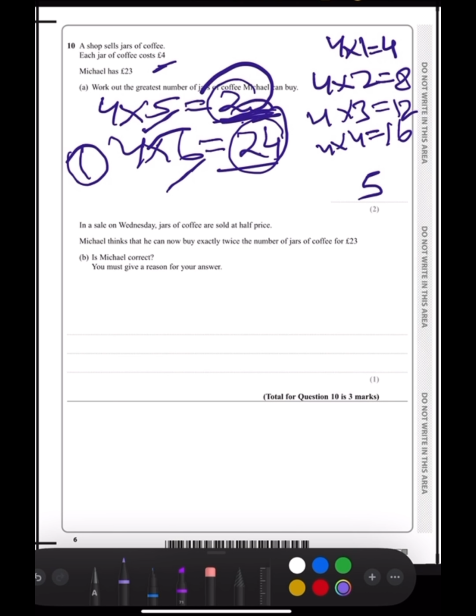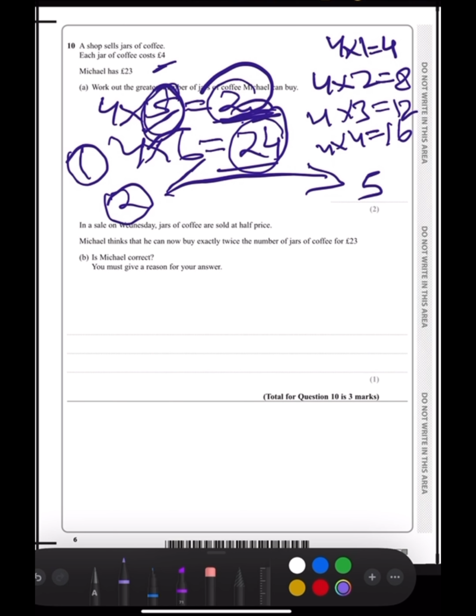cups can he actually buy? How many jars of coffee can he actually buy? So we see that it's 5. So we clearly know that it's going to be 5 jars of coffee that he can buy, which is again the main proper answer to the greatest number of jars of coffee Michael can buy. That will be your second mark. And in this way, you can earn 2 whole marks. Perfect. Now if we move on to the next question.